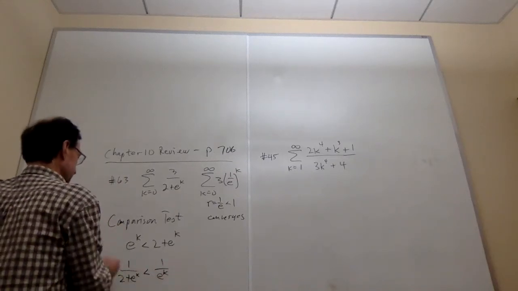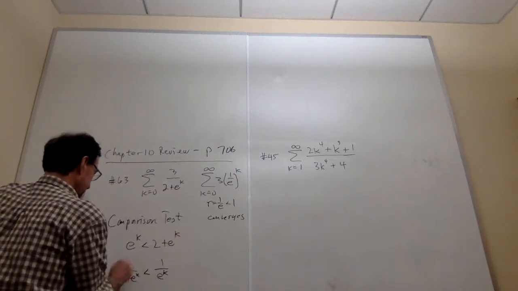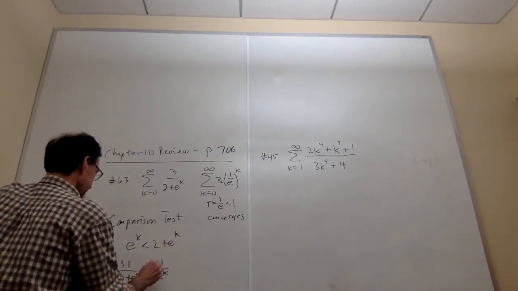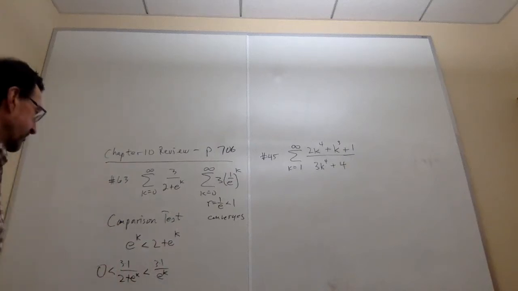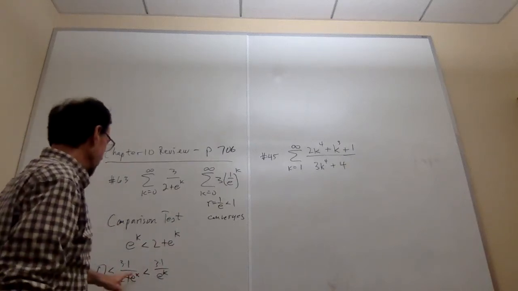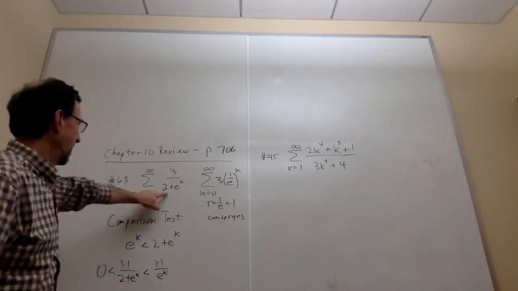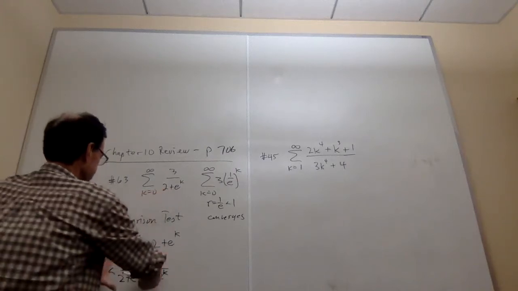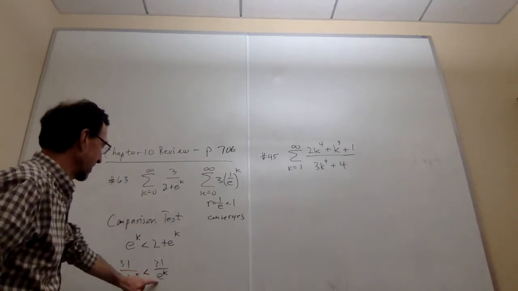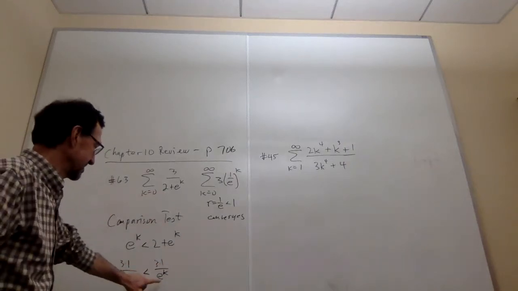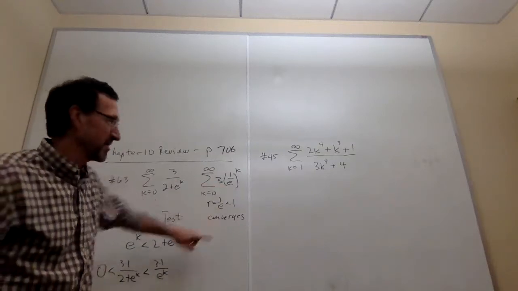And finally, multiply by 3. You can multiply an inequality by a positive number, and the inequality stays the same. Of course, everything is positive here. So I've shown that the terms of this unknown series, just the terms, are 1-to-1 smaller than the corresponding terms of the series whose behavior we know, and in particular, we know it converges.